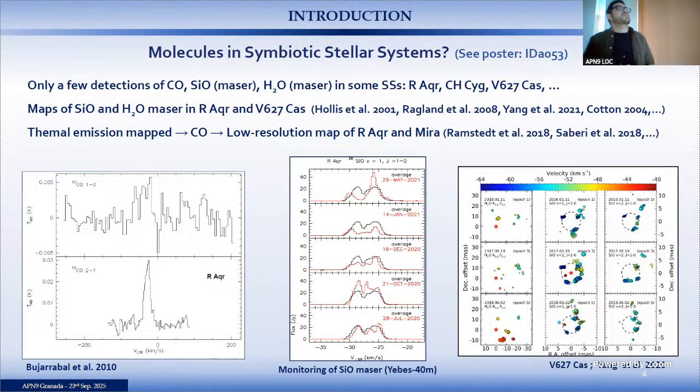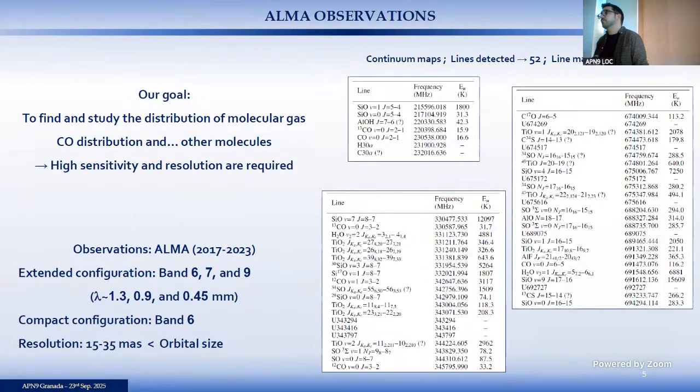So we need a thermal emission, for example, CO. A few years ago, there were a few low angular resolution maps of Mira and Aquarius, but we aim to obtain a very high angular resolution. We want to study in detail the structure shown by the molecular content in Aquarius. We will focus on CO because it's a very important molecule, but we will also study other less abundant molecules, but it's also important to know a general perspective of the molecular gas. So we need high sensitivity and high angular resolution maps.